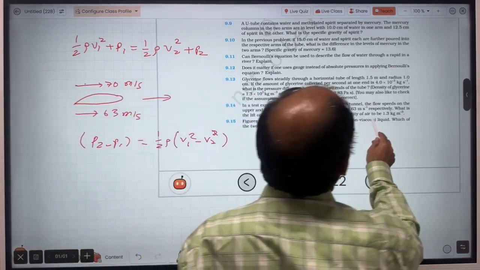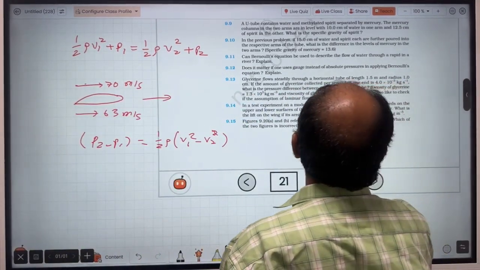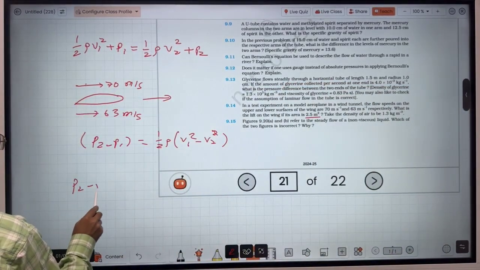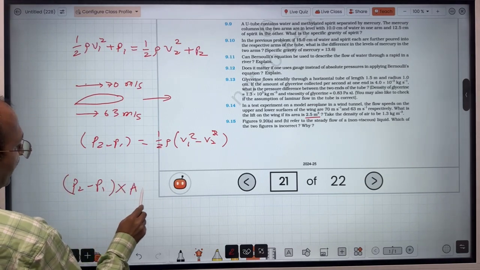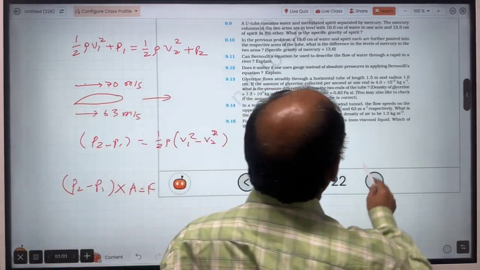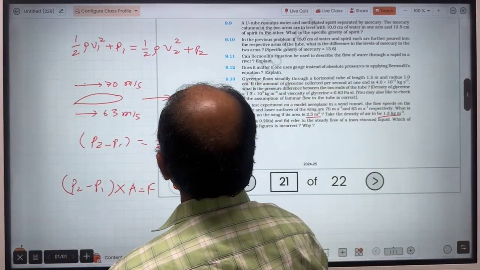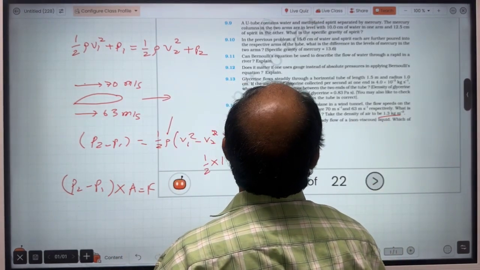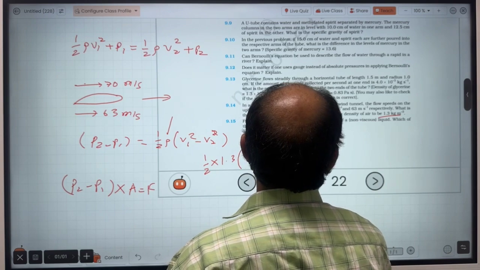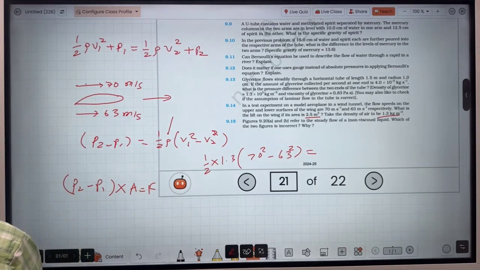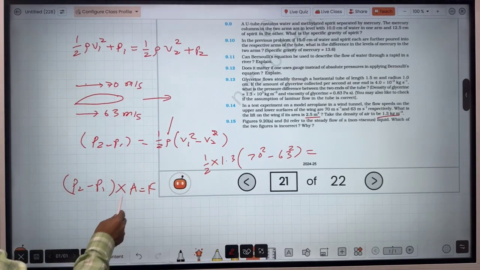So let's analyze, but first let's read. Here the area is given. How will you use the area? So (P2 minus P1) into area will give force, right? So let's put in the information. Density is given, we can put rho here. So 1 by 2, then this value 1.3, then speed 70 square minus 63 square. So this will give the pressure difference. And after that, you can put that value here, multiply by area to get force.